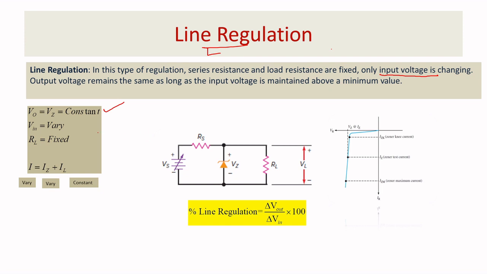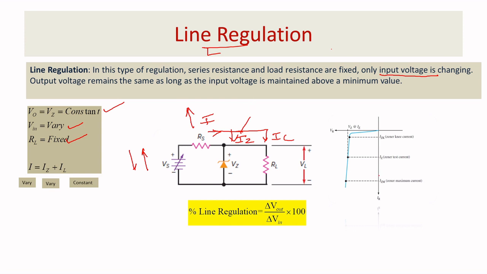How? Consider that Vin is varying and RL is fixed. The current in the circuit will be I, the total current. This is the diode current, IZ, and this is the load current. I said clearly the input is varying, so that means your input current will vary, in response to the input either increasing or decreasing. You want to understand that when I is varying, IZ will also be varying, right?